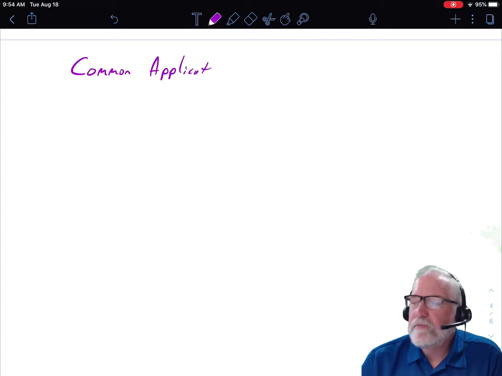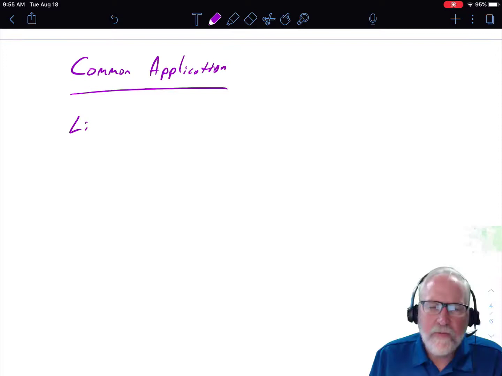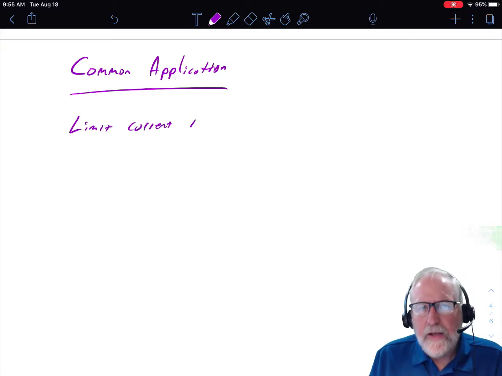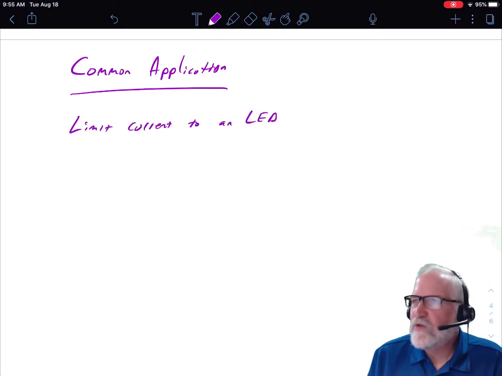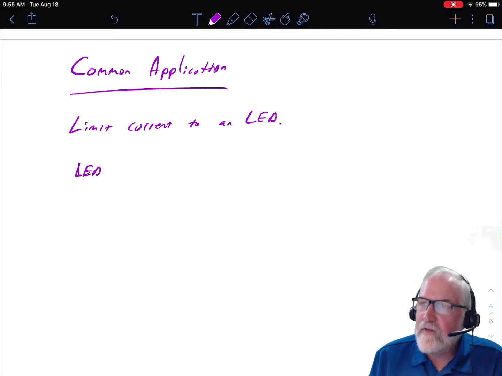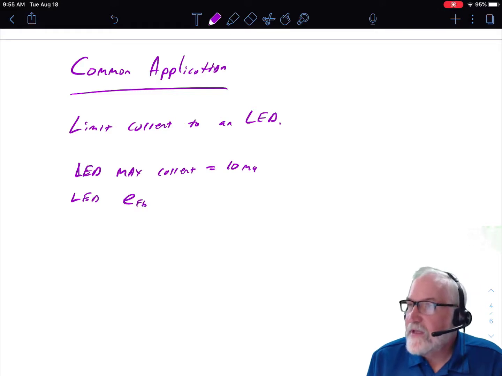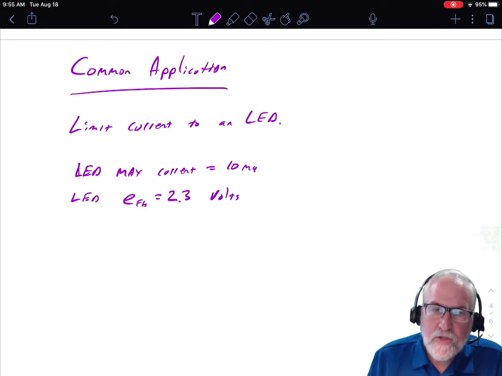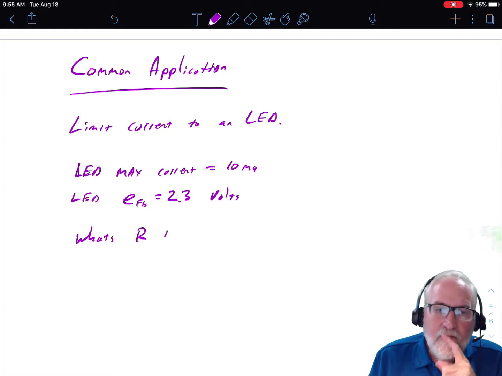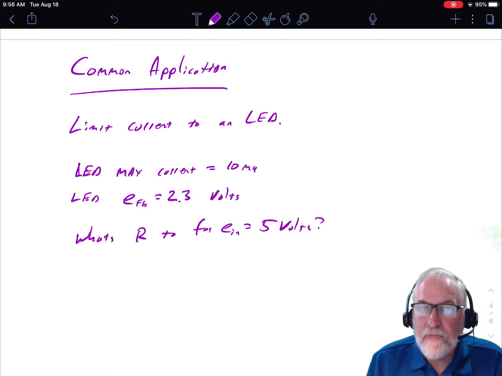So here's a common application of this. Let's say we have a light emitting diode. So that's not silicon, it's gallium and often other chemicals. And its forward bias voltage is probably closer to 2.3 volts or so. And we're supplying it with a 5-volt power supply. So what do we do to make sure the LED stays within its current limit? It's got a current limit of 10 milliamps, forward bias of 2.3 volts, and a 5-volt power supply. So what R in series is going to be required to make sure that I stays below 10 milliamps?